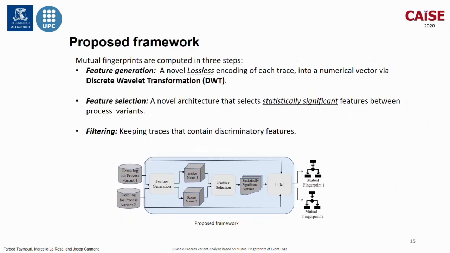So the proposed framework has 3 parts: feature generation, feature selection, and filtering. In feature generation, we propose a novel lossless encoding where each event is mapped into a numerical vector using DWT. Next, from the generated features, we select those that discriminate process variants and are statistically significant. Finally, we filter those traces that do not carry any discriminant feature, and fingerprints are created based on the remaining traces.